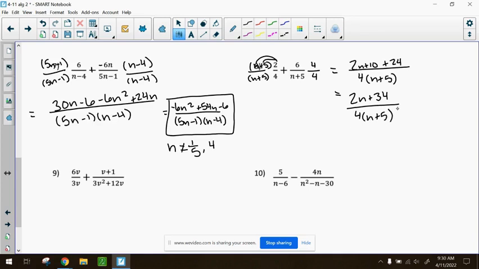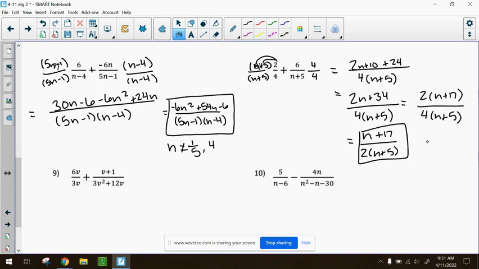Now we can reduce this one. In the numerator, we can factor out a 2. Left over would be n plus 17. And then we will end up reducing that with the 4 that's in the denominator. 2 over 4, this fraction in front, reduces to be 1 over 2. I don't necessarily need the 1 anymore, so I'm going to leave it as n plus 17 over 2 times n plus 5.